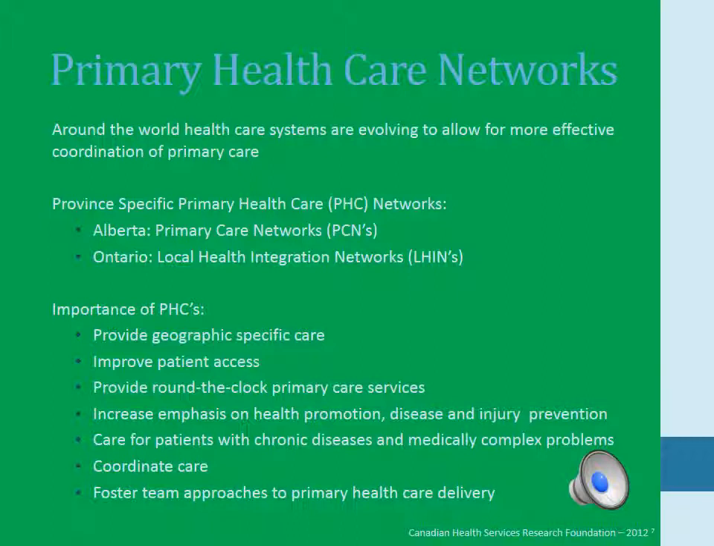Alberta specifically set out goals for its PCNs as being to improve patient access, provide round-the-clock primary care services, increase emphasis on health promotion, disease and injury prevention, care of patients with chronic diseases and medically complex problems, coordinate care, foster team approaches to primary health care delivery. And all of these, although they were set out for Alberta, would be similar for all healthcare networks in Canada.